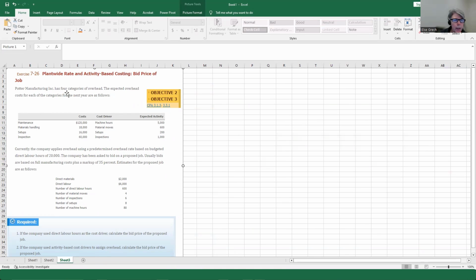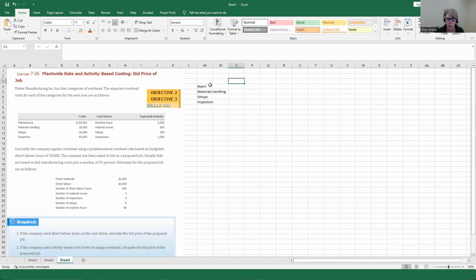Potter Manufacturing Inc. has 4 categories of overhead activities. The expected overhead costs for each of the categories for the next year are as follows. So here's the estimates, right? We've got maintenance, materials handling, setups, and inspection. And we want the estimated overhead in dollars, and we want the estimated cost driver.